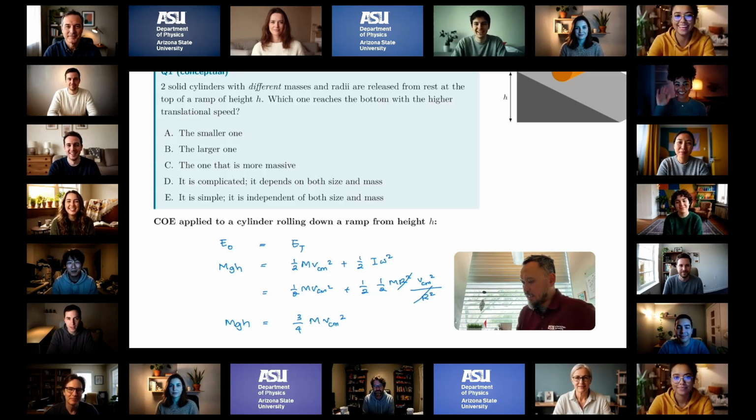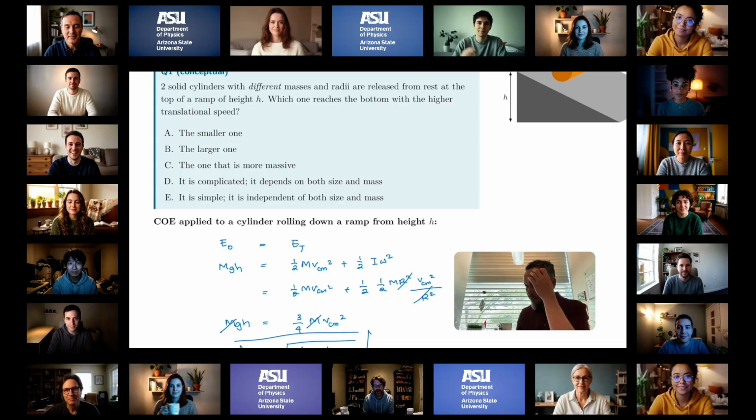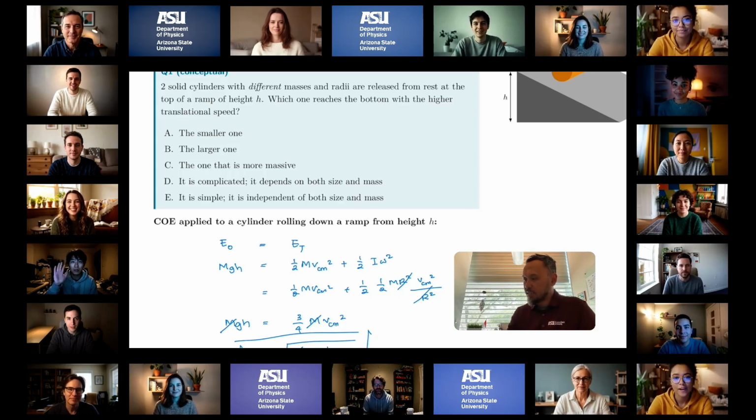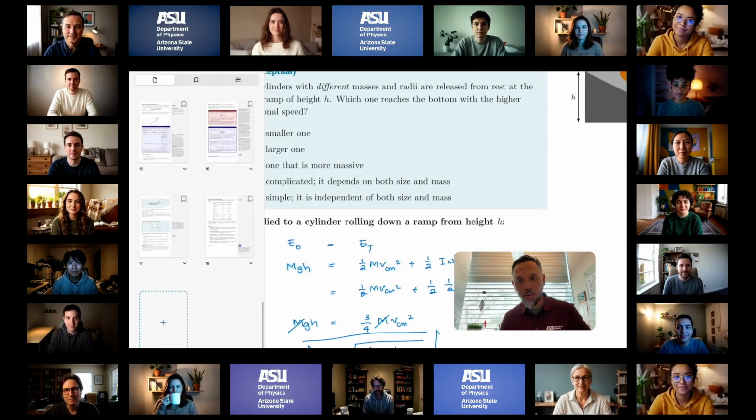And then you can see here that we can cancel m, and v is the square root of 4 over 3 times gh. So basically what this formula tells us is that the final speed doesn't depend on the mass, and what it only depends on is the moment of inertia. And the notes solve the problem more generally.